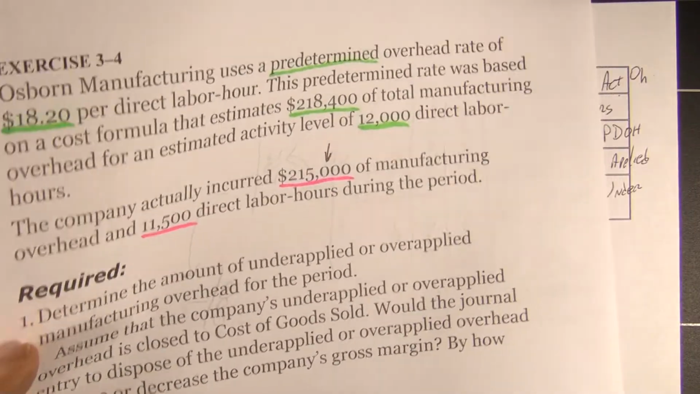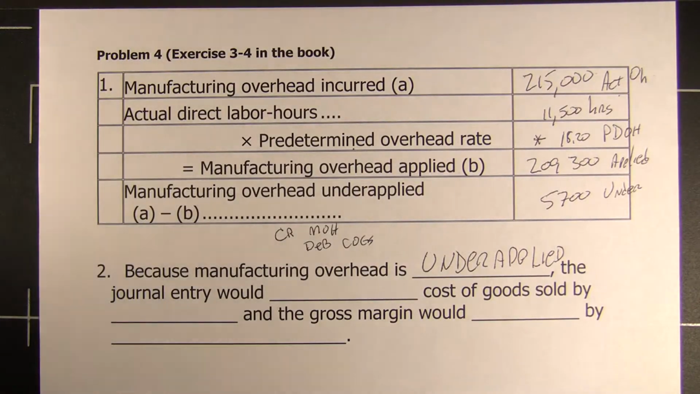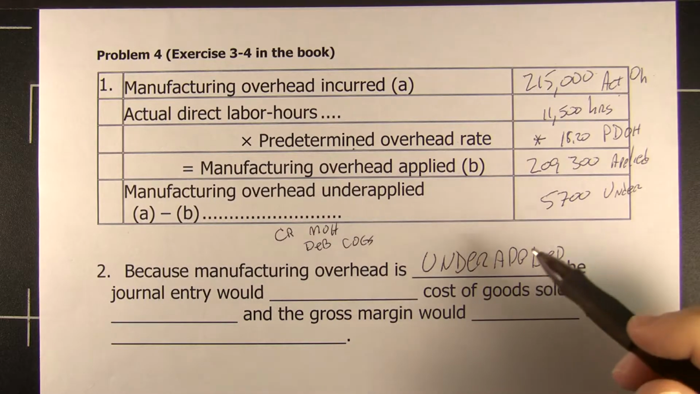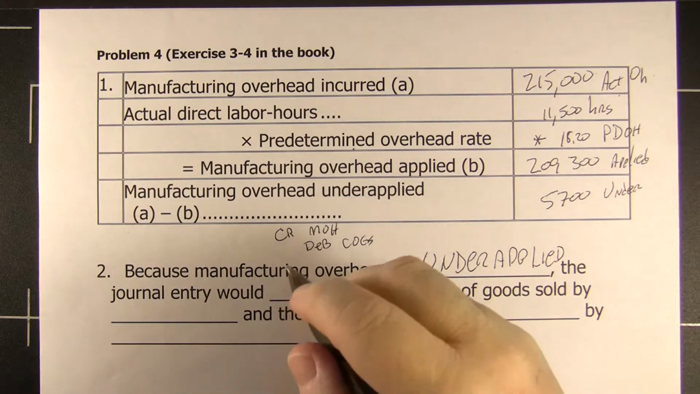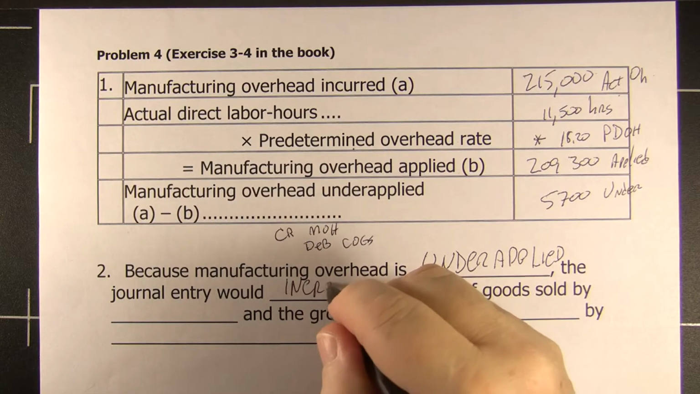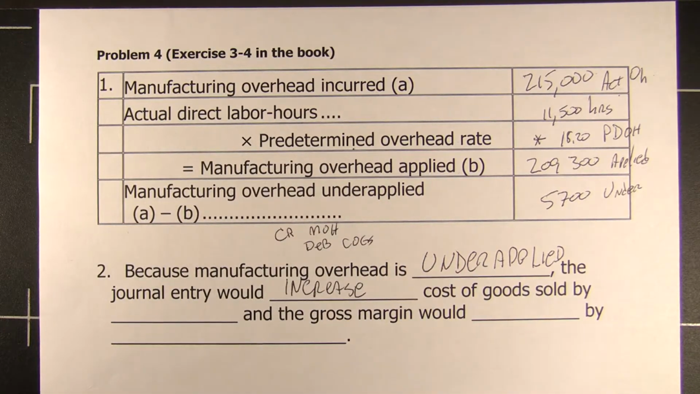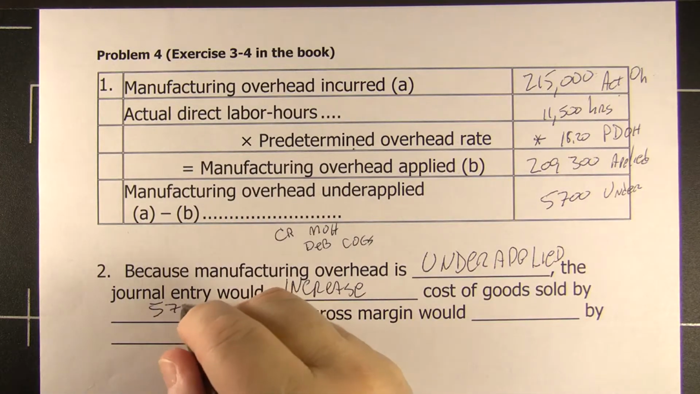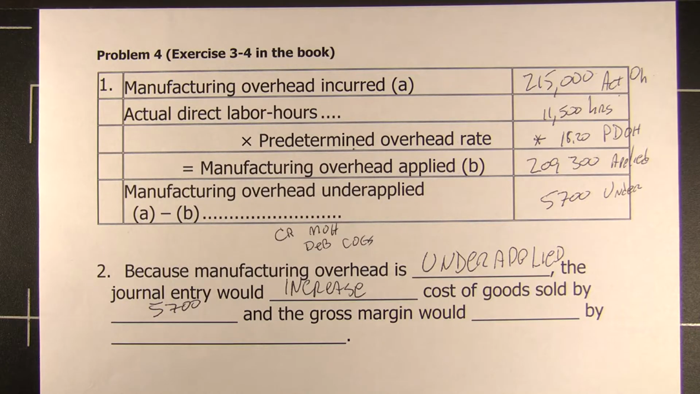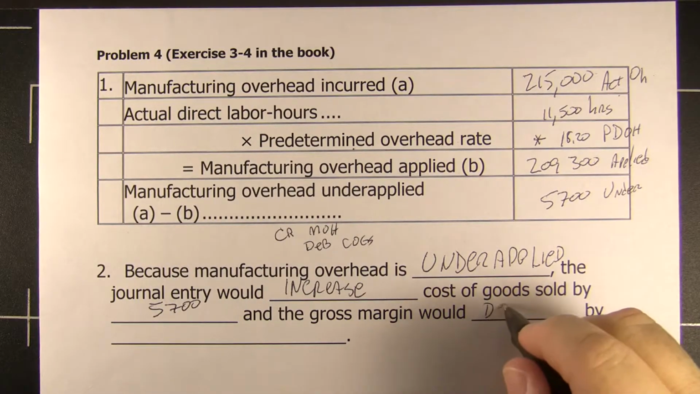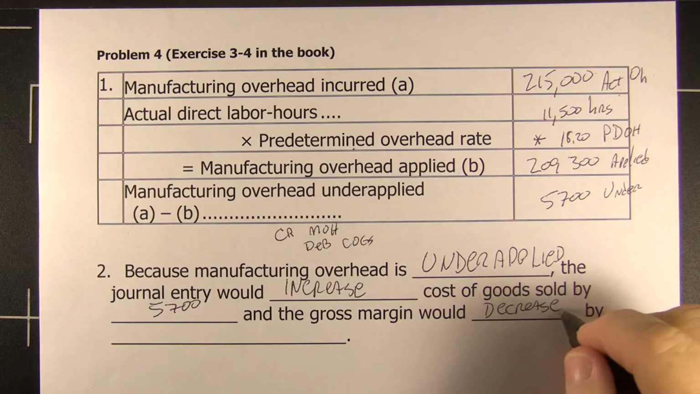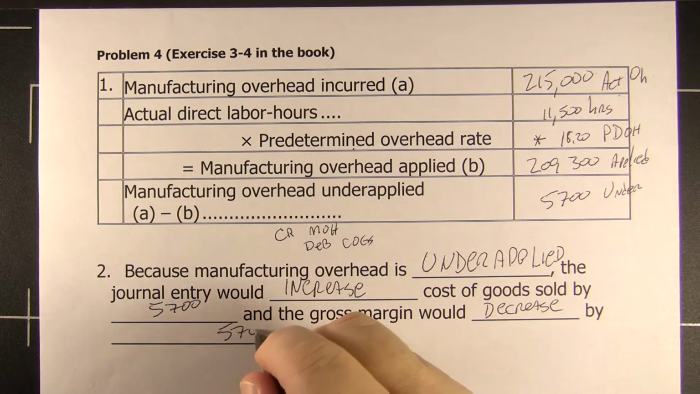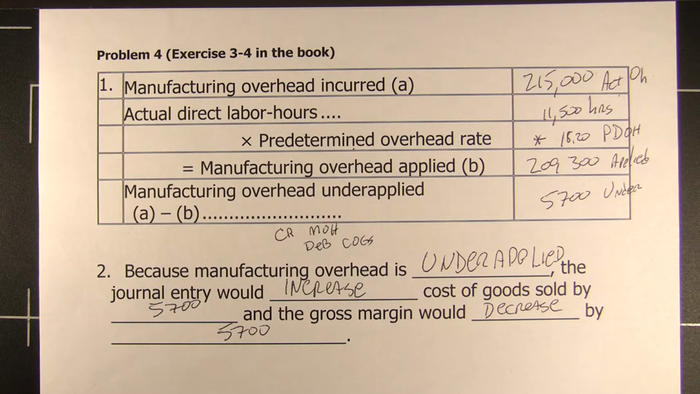So, because it was underapplied, the journal entry would increase the cost of goods sold by $5,700, and the gross margin would decrease by $5,700. Because remember, gross margin is selling price minus cost of goods sold.